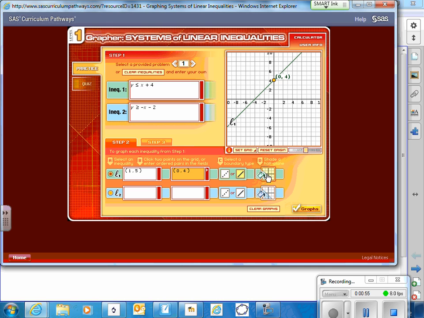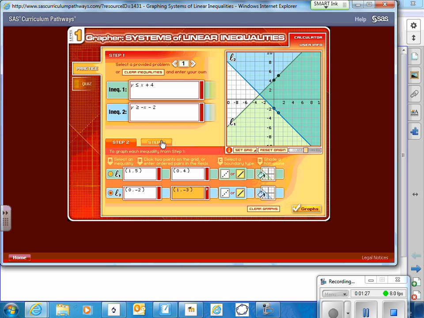I shade less than. I'm going to select line 2. I'm going to go to negative 2. Then I'm going to go down 1 over 1, slope of negative 1. Connect that with a solid line. I'm going to shade above. It says greater than or equal to. So the region where both of those are shaded is kind of a turquoise color.